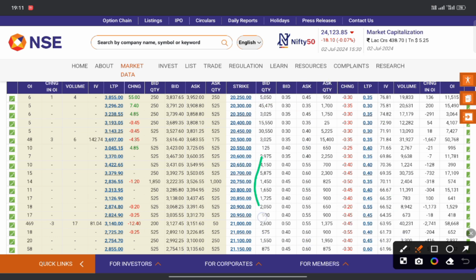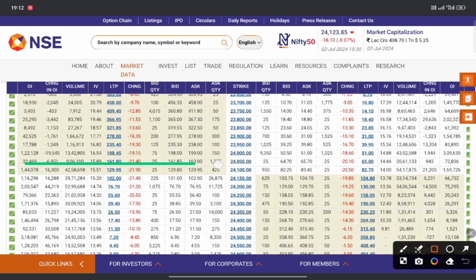Here you can see the strike. What does strike mean? What is the strike price? The strike price is the price at which both buyers and sellers of the option agree to execute a contract. When the option price goes beyond the strike price, the option trade turns out to be profitable. So this is a strike price.